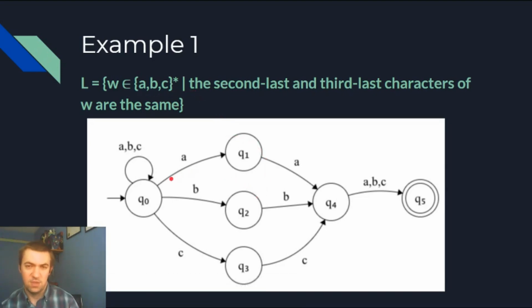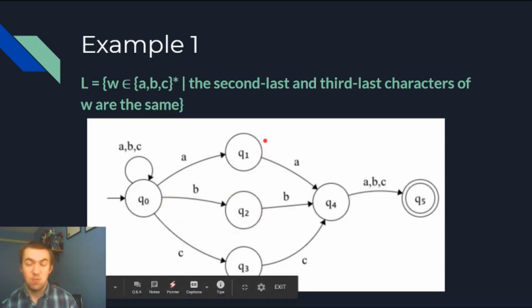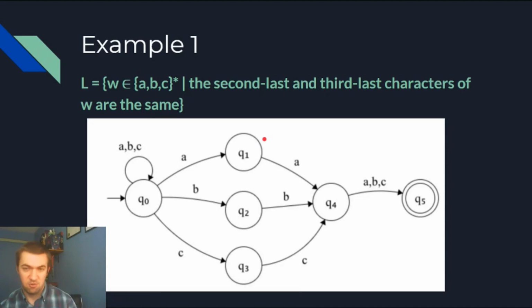So if the third last character is an A, then we need to keep track of that. If the third last character is a B, we need to keep track of that. Third last character is a C, we need to keep track of that. Then once we know what the third last character is by storing that memory, in a sense, in these states Q1 to Q3, then we see if those states also receive the same letter as they just did to proceed on to an accepting state.